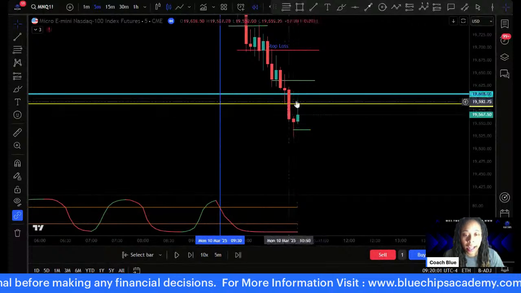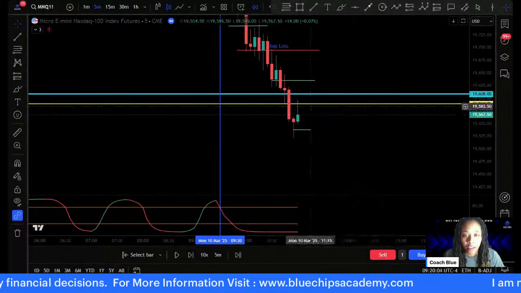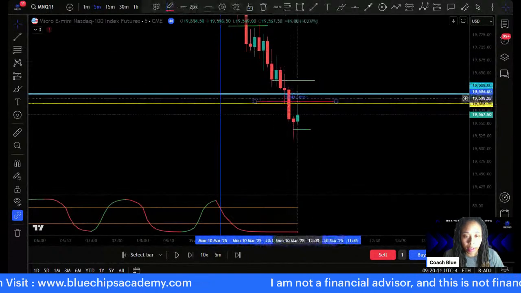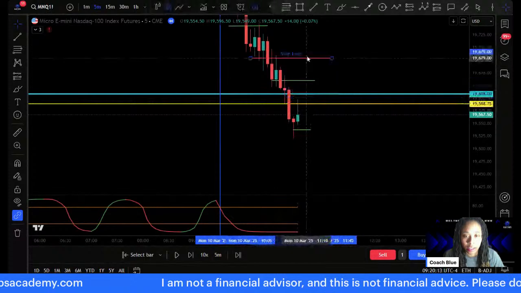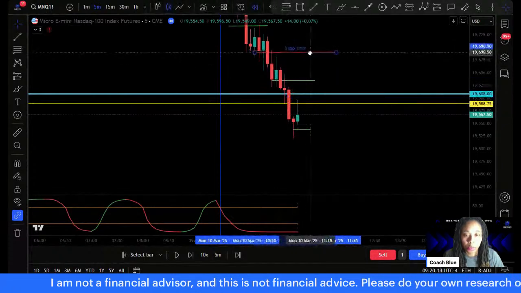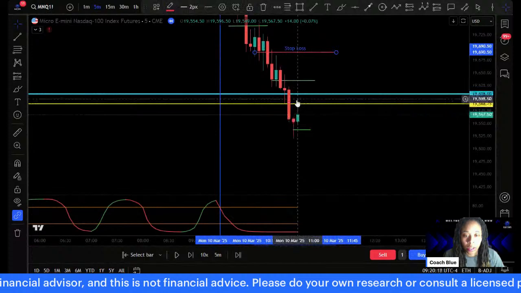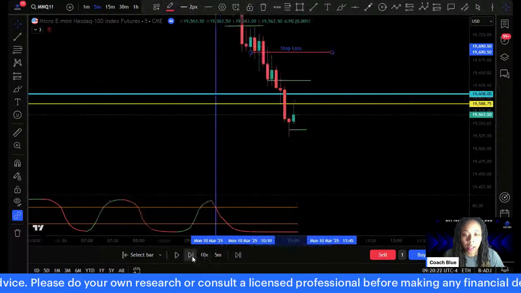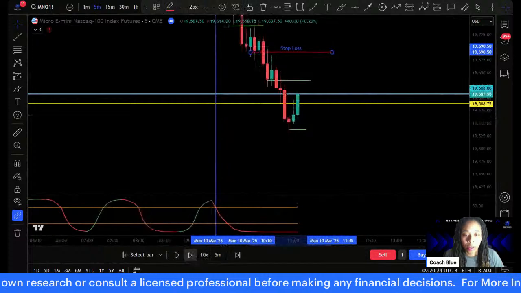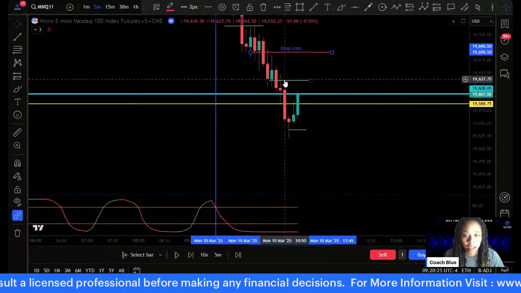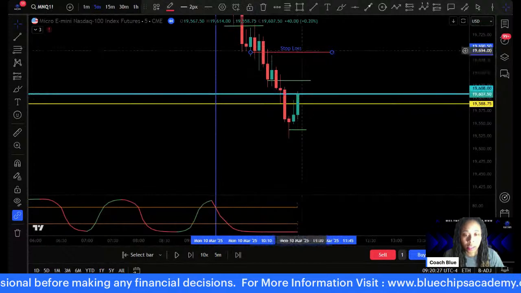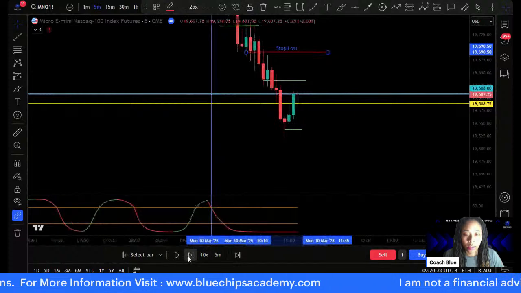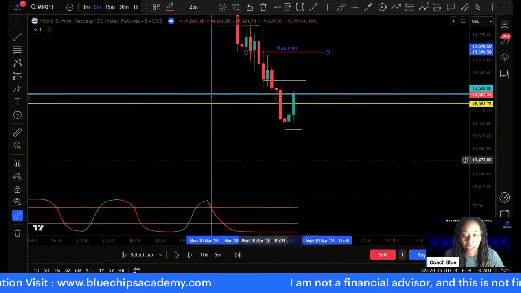Notice how I'm still in the trade. If my stop was too tight, I would have been stopped out right here. But my stop is here, so I'm giving my trade some room to breathe. There's our pullback right here, so we keep going. Now what am I looking for? I'm still in the trade, my stop loss is here. Now let's go back through. Now we're getting some rejection here.